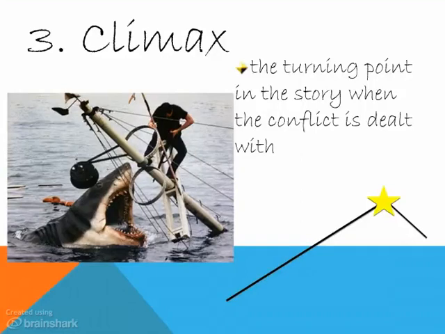And this is one of the most important parts of a story because it's usually where our characters change or they learn something. And so we always want to figure out what is the climax because that usually is going to help us lead to the main point of a story.